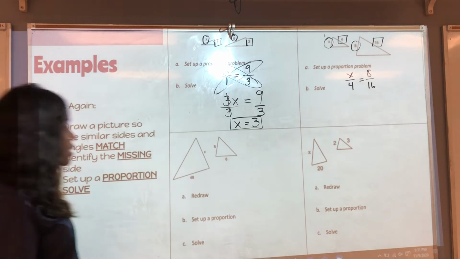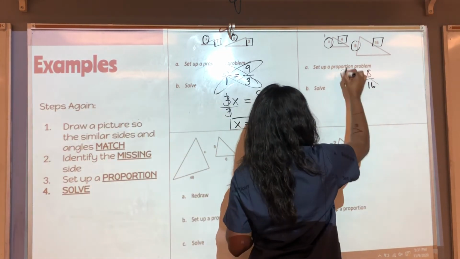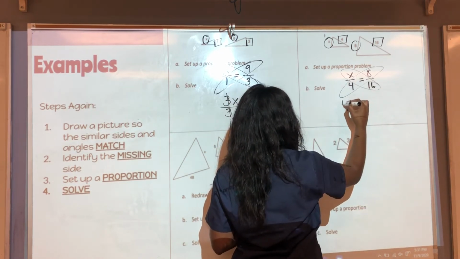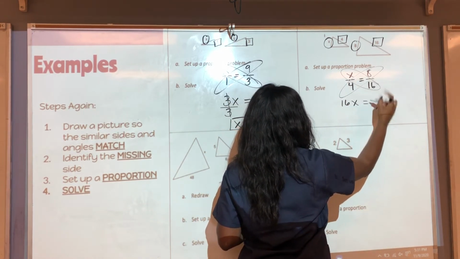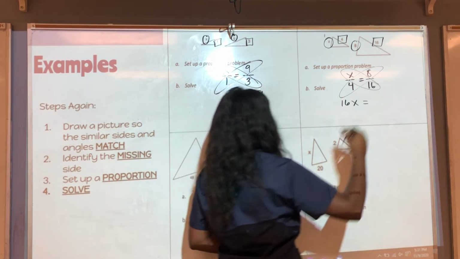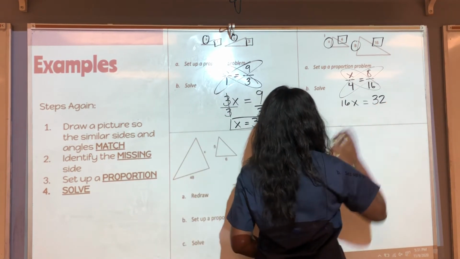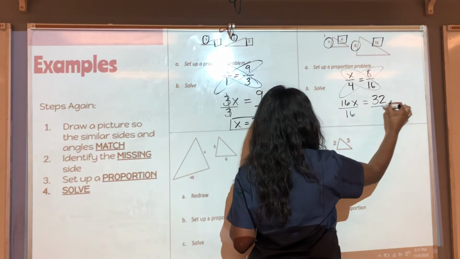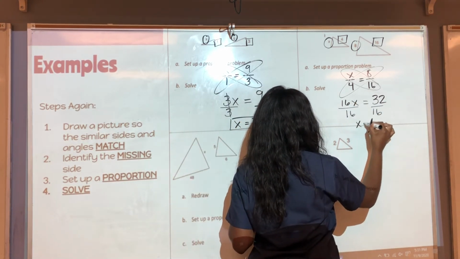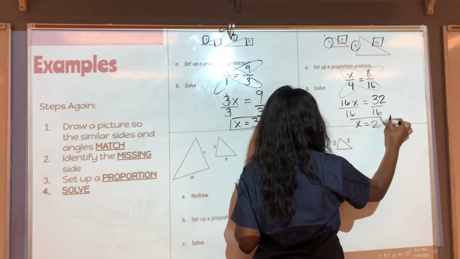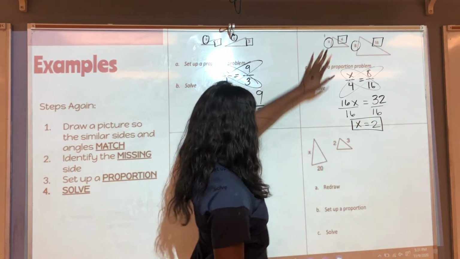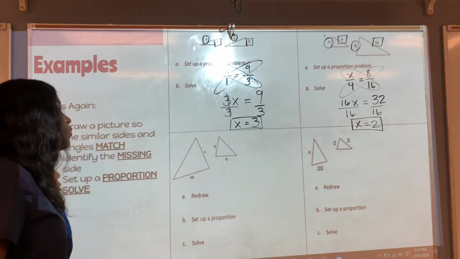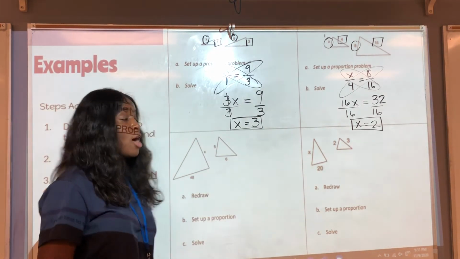Now I'm going to go ahead and solve using the butterfly method. So x times 16 is 16x. And then 8 times 4 is 32. So 16x equals 32. Go ahead and divide by 16. And x equals 2. So the missing side on this similar figure would be 2. Hopefully we got the same answer and we're ready to try some harder problems.